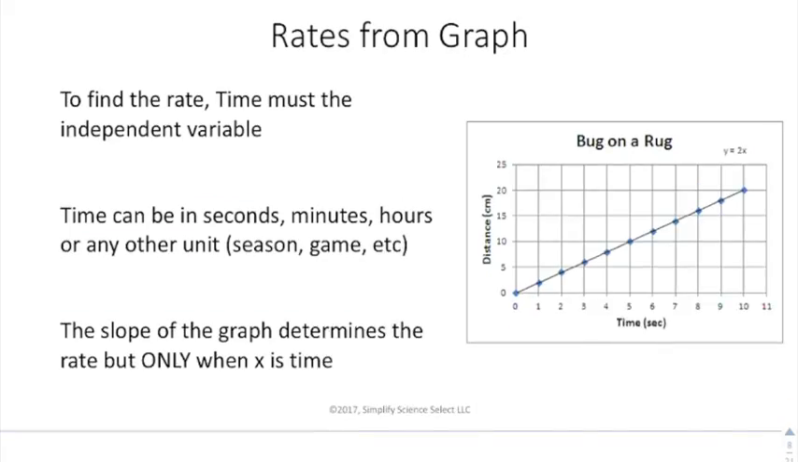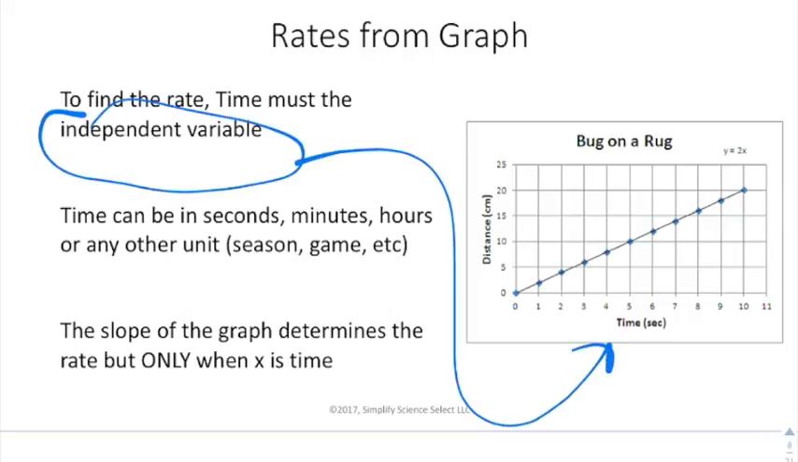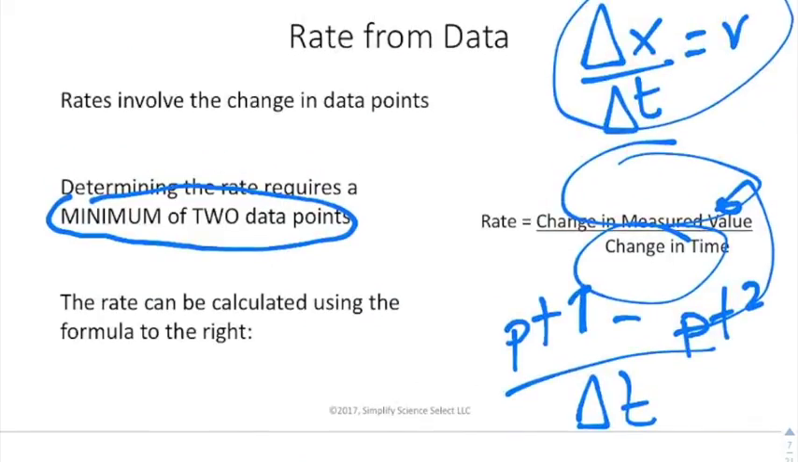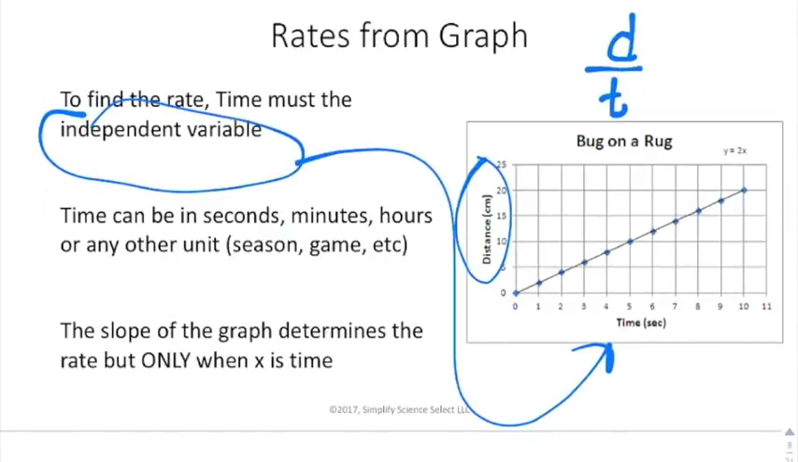You can also determine the rate from a graph, as long as time is the independent variable. Now remember, the independent variable goes on the x-axis. So if you were to find the slope of this, the slope would be equal to distance divided by time. Well, the slope is going to be the same thing as we did here, where you're doing the change in one value over the change in another. So the slope of the graph determines the rate, assuming that the independent variable is time. Seconds, years, months, seasons, games. Even a game would be considered a unit of time.